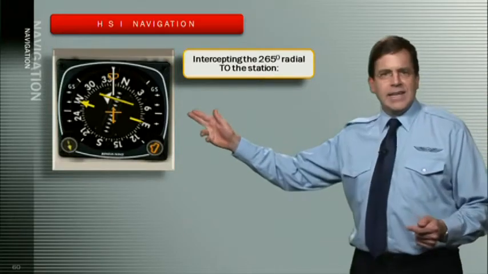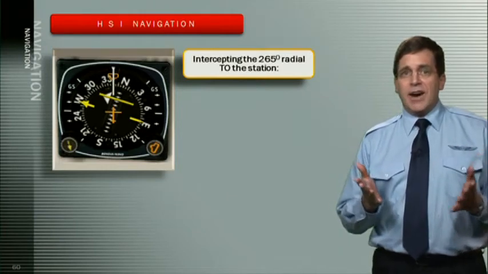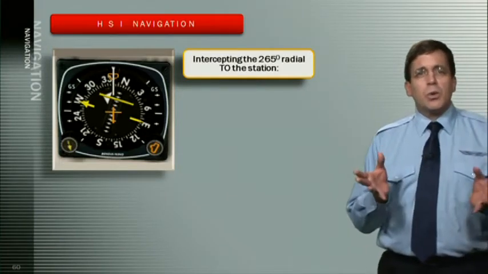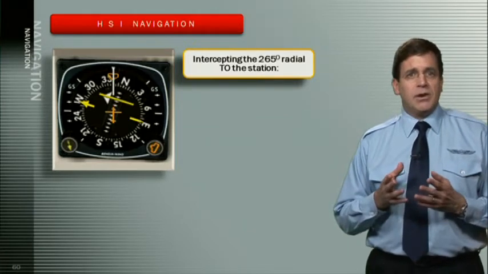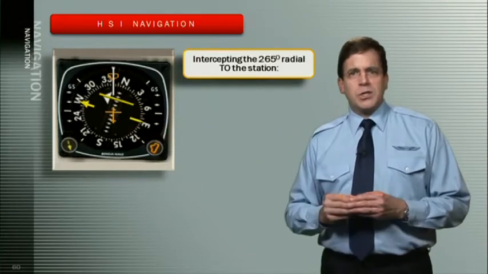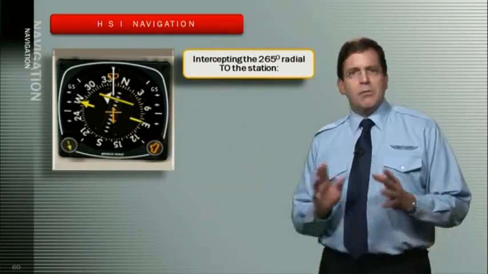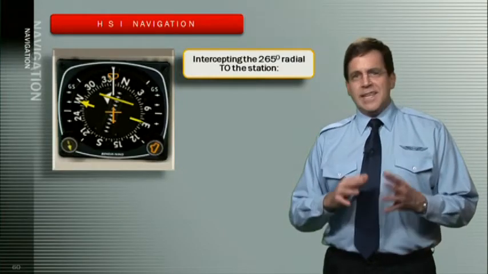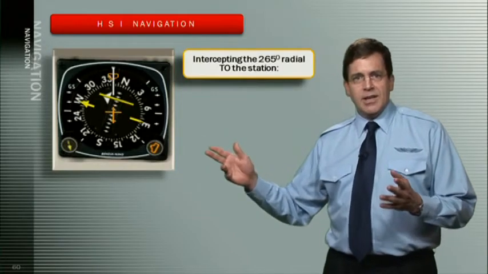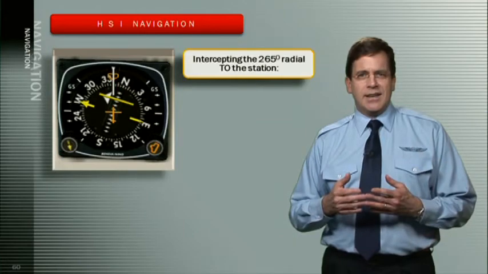The top of the HSI compass rose shows our heading. After we've identified and tuned in the VOR station we want to use, we adjust the course deviation indicator until the head of the needle points to the selected course that we want to track to the station. The tail of the needle points to the reciprocal. This is the same as the radial as it radiates from the station. So now our radio and HSI are correctly tuned and set.